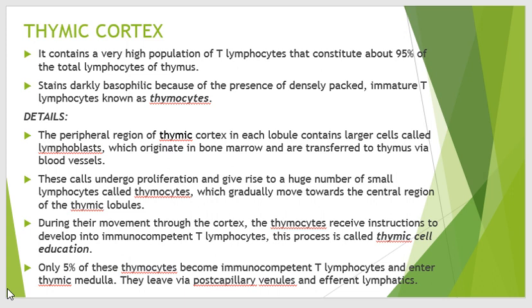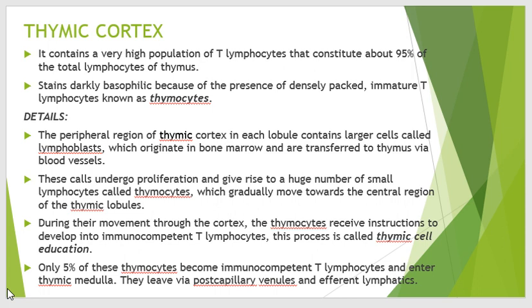Thymic cortex contains a very high population of T lymphocytes that constitute about 95% of the total lymphocytes of thymus. This thymic cortex stains darkly basophilic because of the presence of densely packed immature T lymphocytes which are known as thymocytes. The peripheral region of thymic cortex in each lobule contains larger cells called lymphoblasts, which originate in the bone marrow and are transferred to the thymus via the blood vessels.